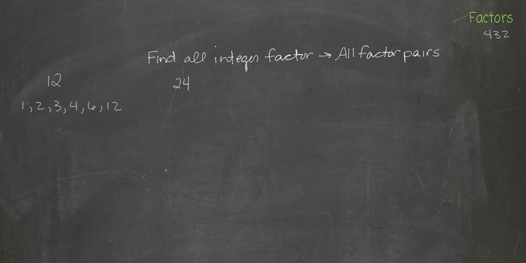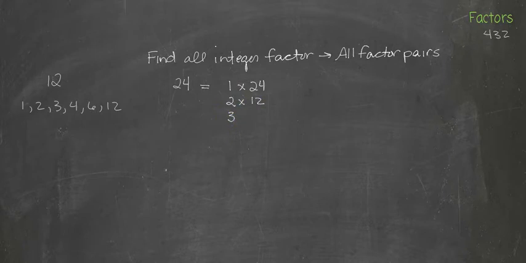All right. So start by creating a left and right hand column, and the first left hand entry should be the first integer, 1, and ask yourself, what would I have to multiply 1 by to get 24? Then inch up, does 24 divide by 2? Well, it's an even number, so of course it does. Then the next integer is 3.